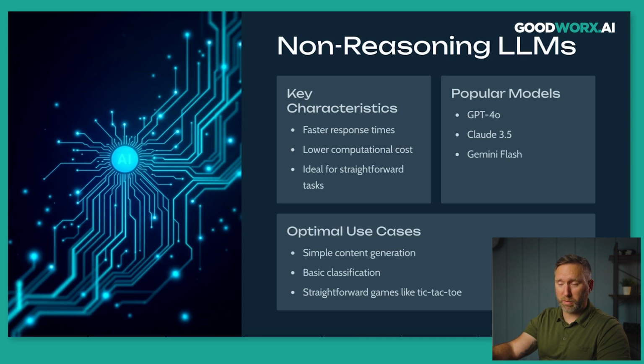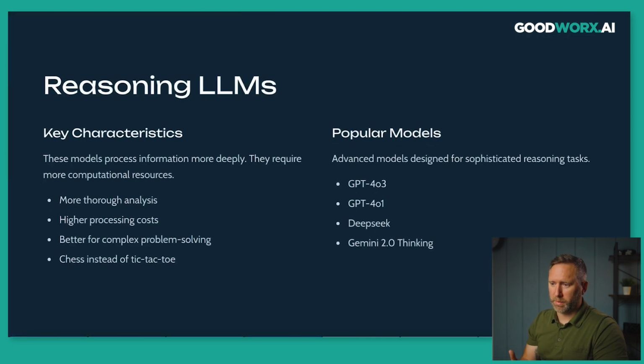Now, on the other end of the spectrum, we have reasoning LLMs, which are categorized by more thorough analysis, higher processing costs, better for complex problem solving. And again, in the context of gamification, it would be like playing chess as opposed to tic-tac-toe. So popular models would be GPT-o3, GPT-o1, DeepSeek, and Gemini 2.0 Thinking. So reasoning LLMs process information more deeply and require more computational resources.